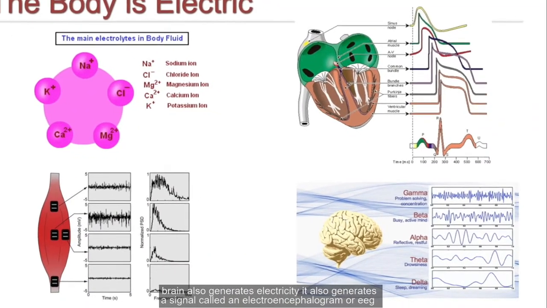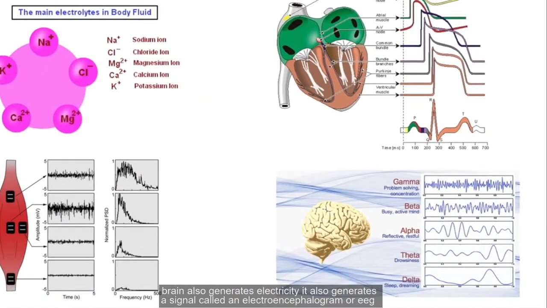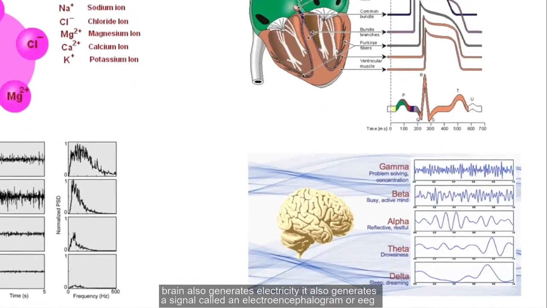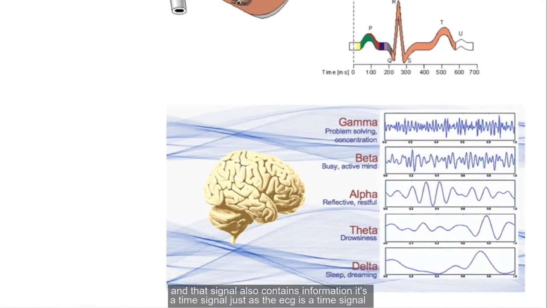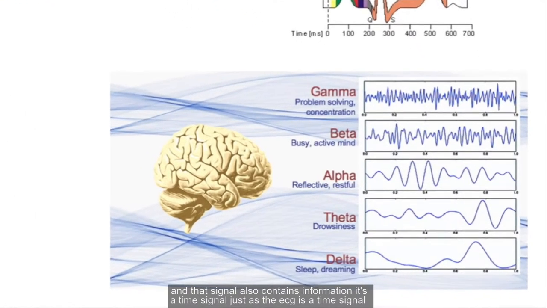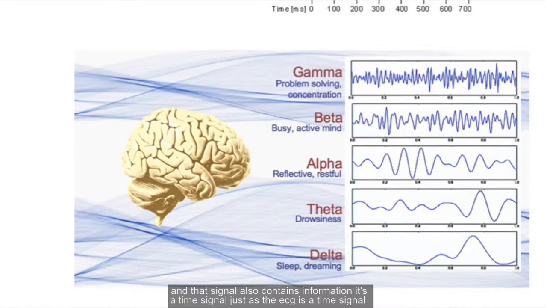The brain also generates electricity. It also generates a signal called an electroencephalogram, or EEG, and that signal also contains information. It's a time signal, just as the ECG is a time signal.